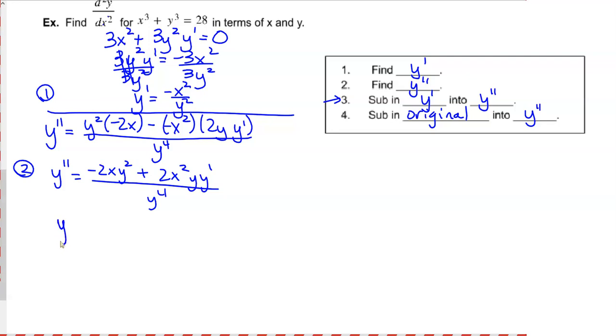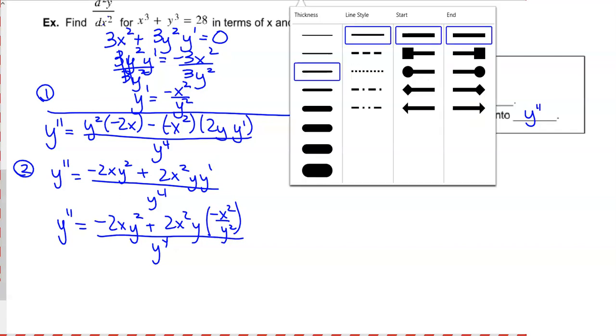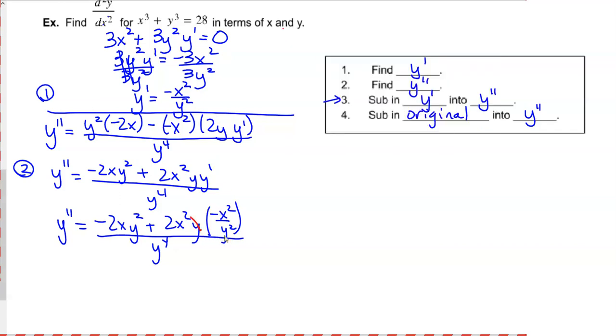So we're going to do y double prime equals negative 2xy squared plus 2x squared y, open a parenthesis, and let's go negative x squared over y squared, all over, don't forget, our y to the 4th. Now, here's where we, again, have to do a little bit of our algebra. Notice here, this is technically on top. I could put that over 1. I have a y here and a y squared, so I could cancel out one of those, so I could cancel that y with 1 here and leave me with a y in the bottom.